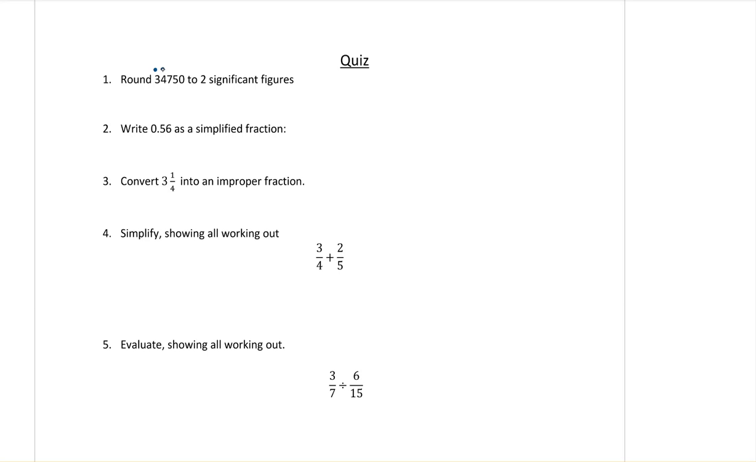Because the next number is a 7, it means I need to round up, and it will become 3, 5, and then zeros for the other numbers. So 0, 0, 0. 35,000 is what you should get.